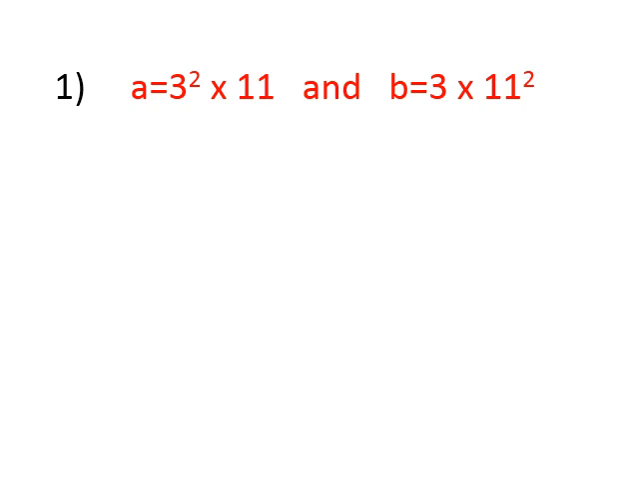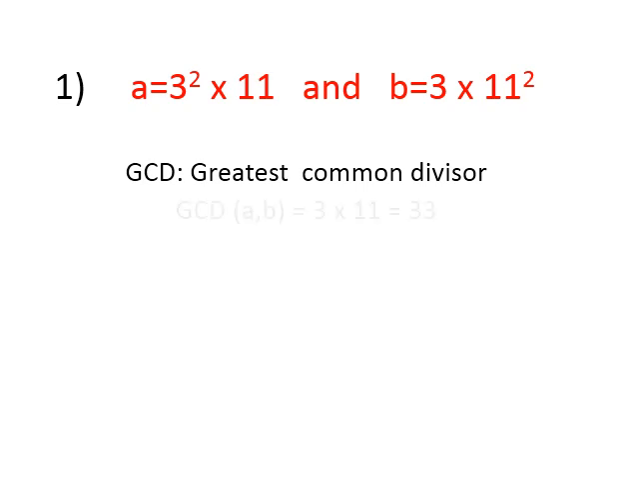GCD stands for the greatest common divisor. Okay, how can we find it? By finding the repeated number in both A and B with the smaller power. Here, 3 is repeated in A and B. Do you see it? And 11 is also repeated. So, taking into consideration GCD, the greatest common divisor, I have to write 3 squared or 3, which of them has the smaller power? 3. 11 or 11 squared? 11. So I can write GCD 3 times 11, which is 33.